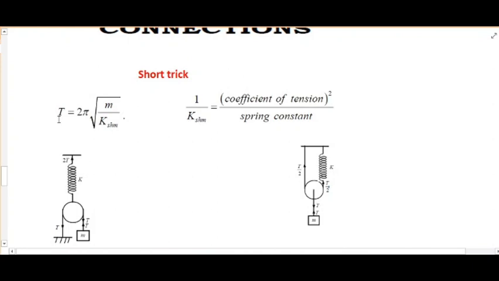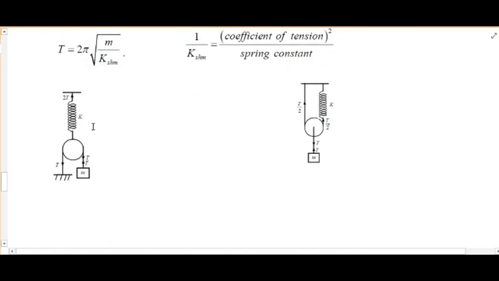See, a general time period of simple harmonic motion, T is equal to 2 pi into square root of M by K. Here K is the spring constant that I am taking for SHM, K SHM, or you can take K equivalent also. For the first one, we have to derive the time period by the general procedure. After that we can apply the short trick.